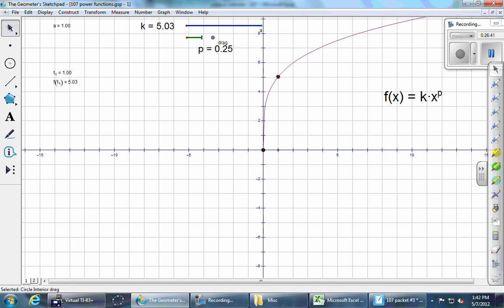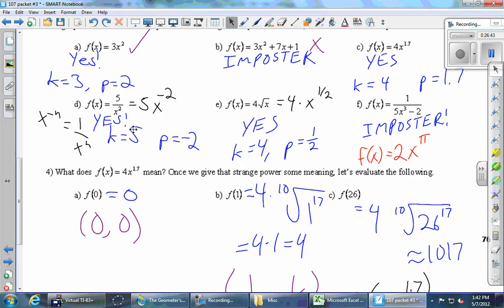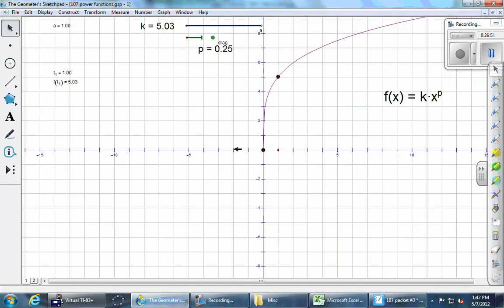Right? There's one other kind of power that we can talk about. What was the power on part D? It's a -2. Okay, negative powers. I'm just going to slide. We're not even going to really analyze. Let's do that one as fine.